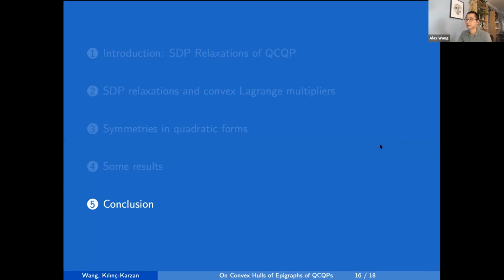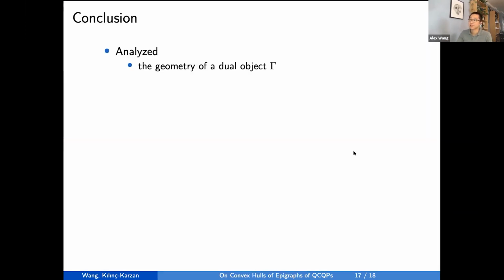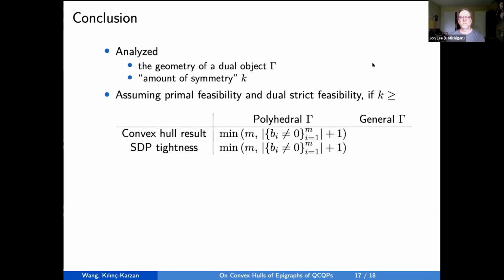All right, so let me just wrap up. We analyzed this dual object gamma, and we said something about its geometry. We introduced this notion of symmetry, this parameter k, which we were calling the quadratic eigenvalue multiplicity. I claimed that as long as you have primal feasibility and dual strict feasibility, if k, the amount of symmetry, is at least these parameters in this table, then in the case of polyhedral gamma, you would get both the convex hull result and the SDP tightness result.